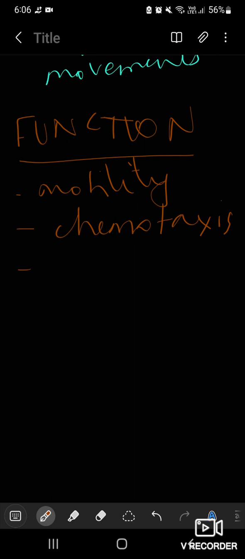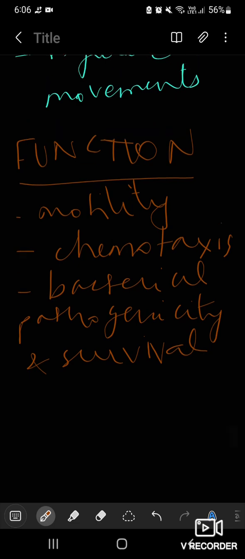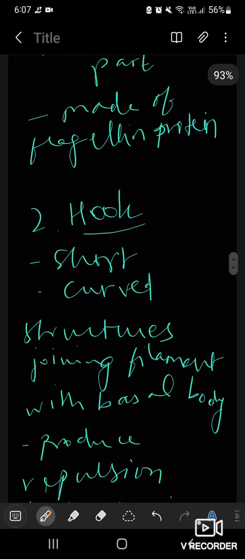And the last function is it helps in bacterial pathogenicity. Bacterial pathogenicity. So what do you understand from the term pathogenicity? It is basically the ability of the bacteria to harm a particular organism, and it helps with its survival. So that's basically it for flagella.